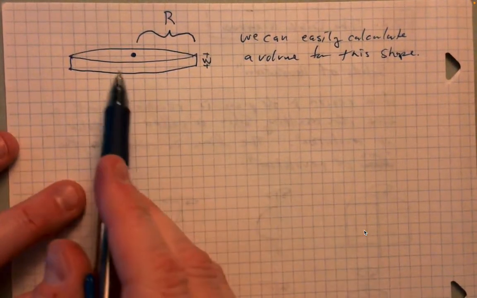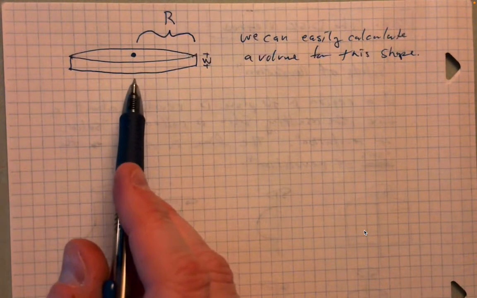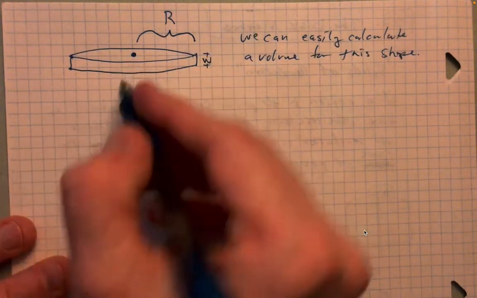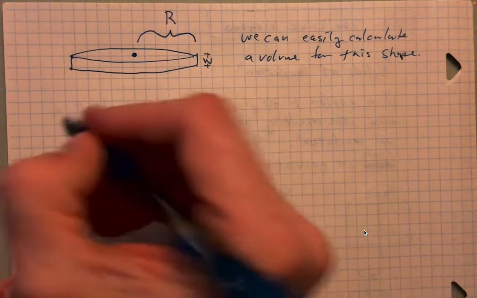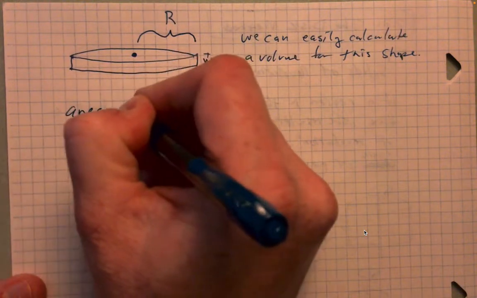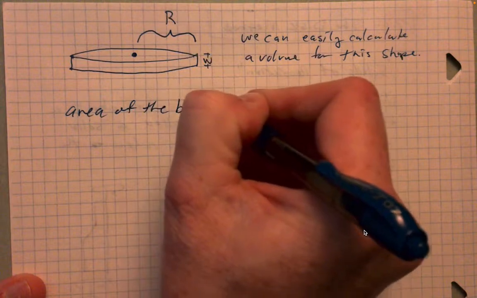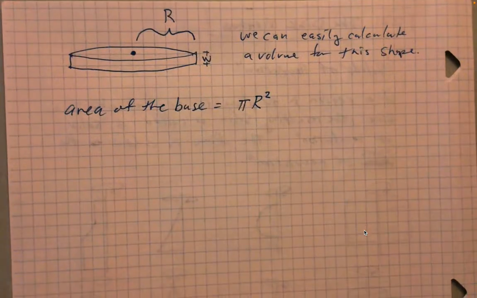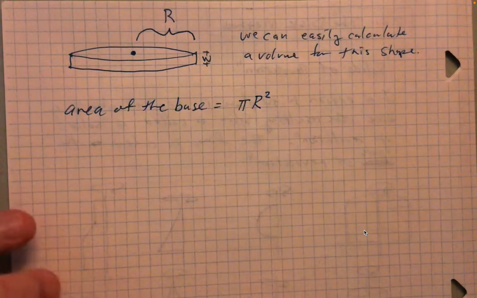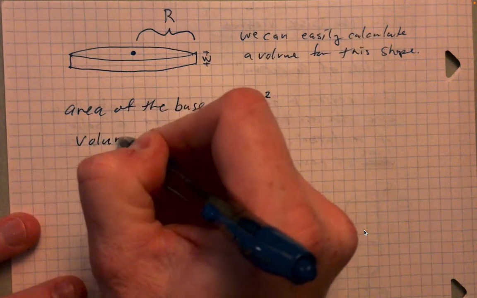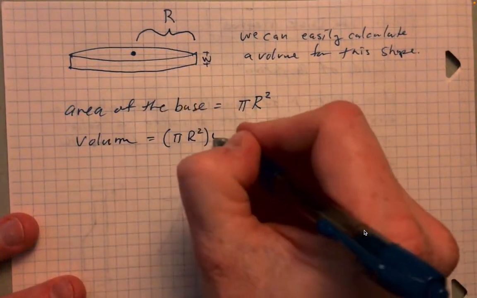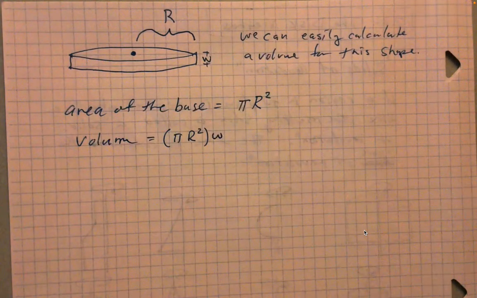Okay, now remember, when we calculate volumes, basically what we want to do is calculate the area of the base and then multiply it times whatever the height, or in this case the width, happens to be. And so the base of this figure is a circle, right? So the area of the base is equal to pi times the radius squared. Just a simple circle. So then the volume would be equal to pi times the radius squared, the area of the base, times the height, which in this case is W. Okay.